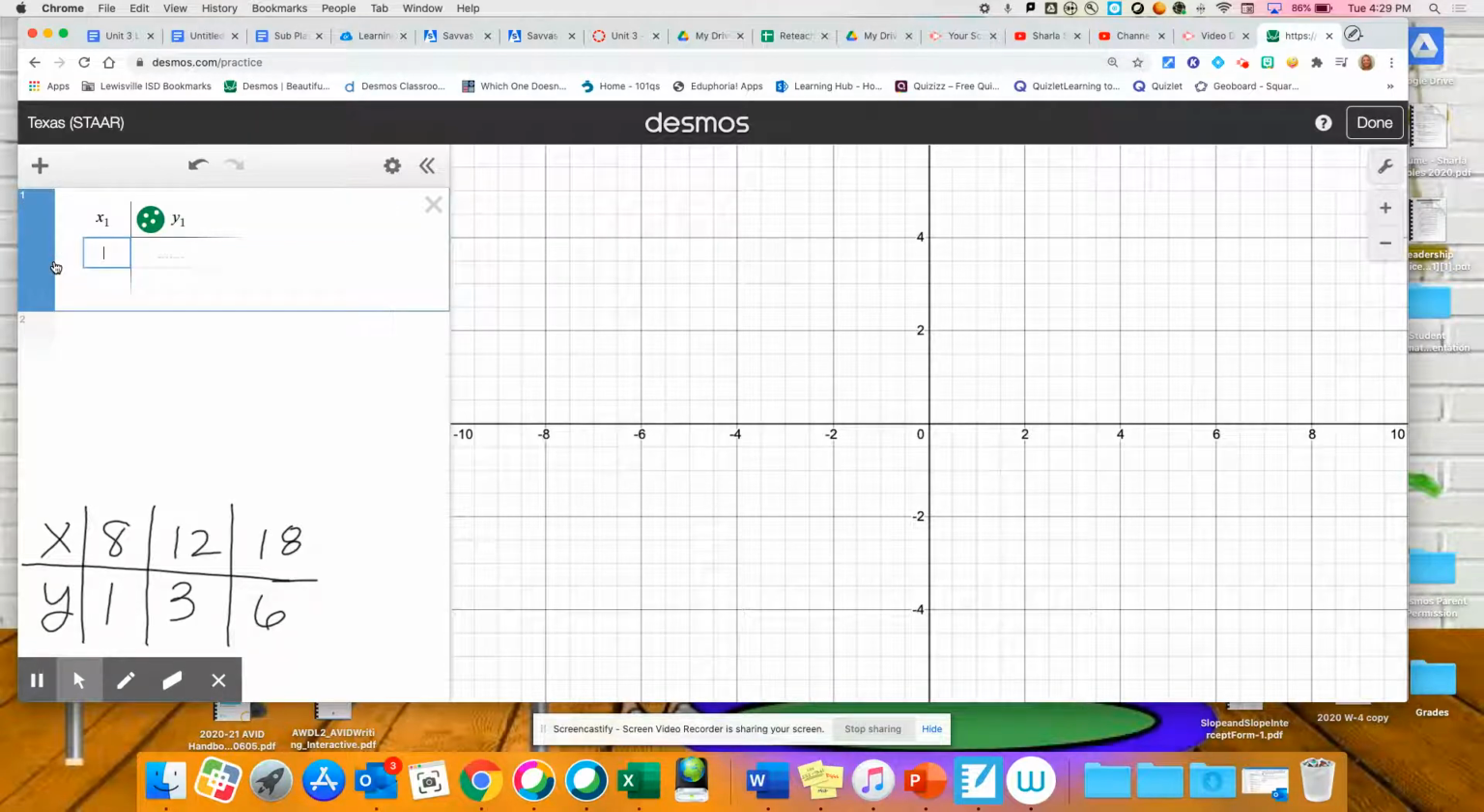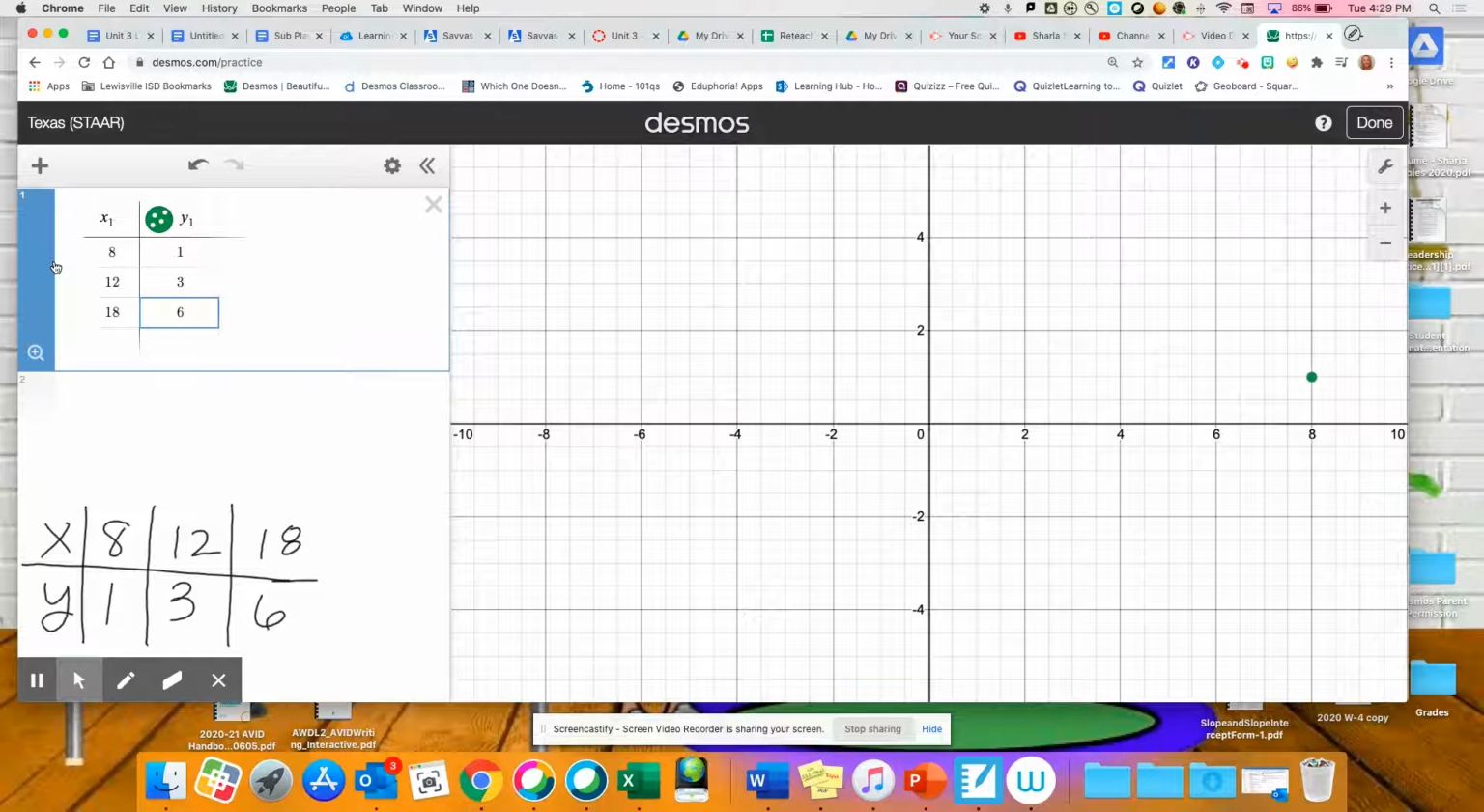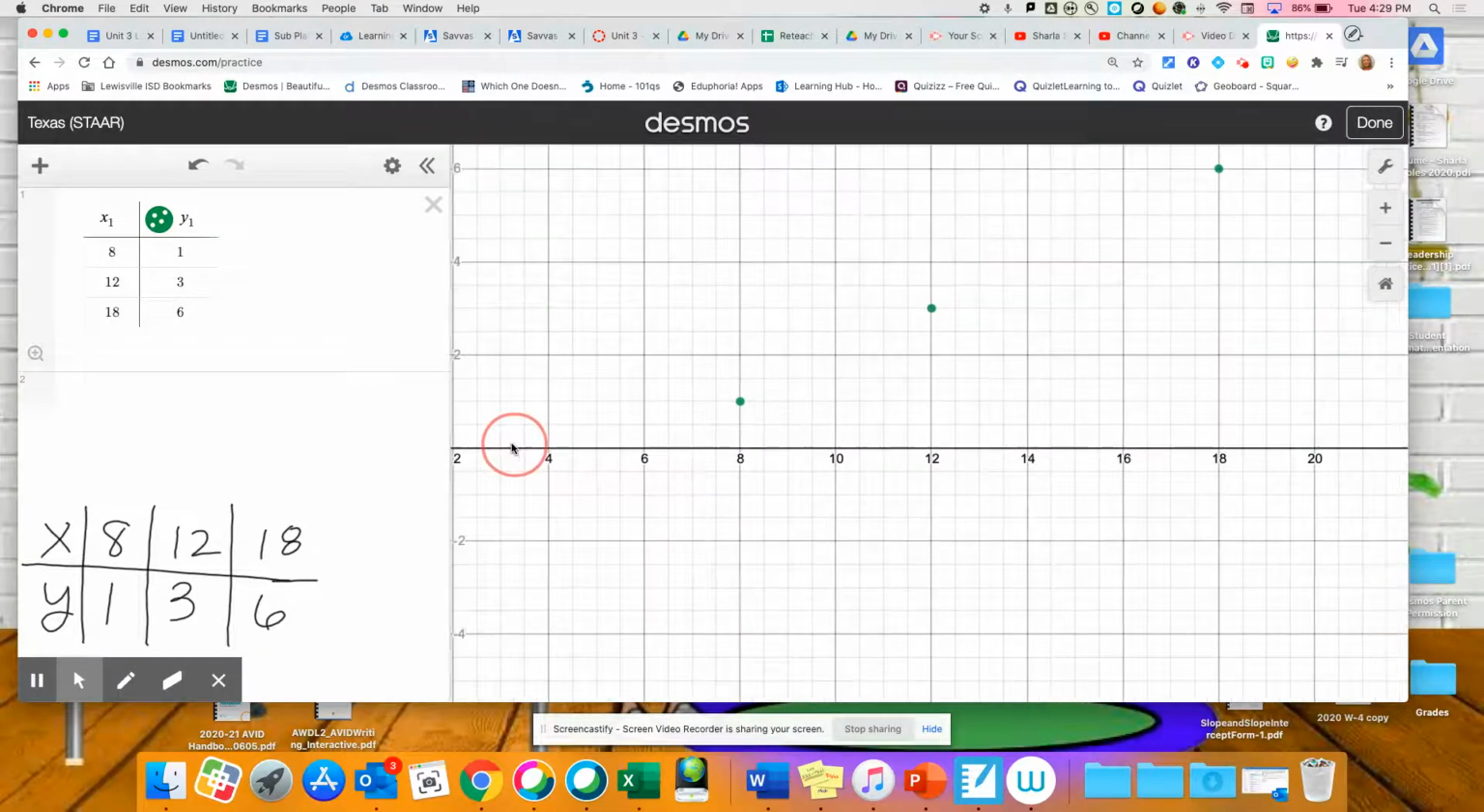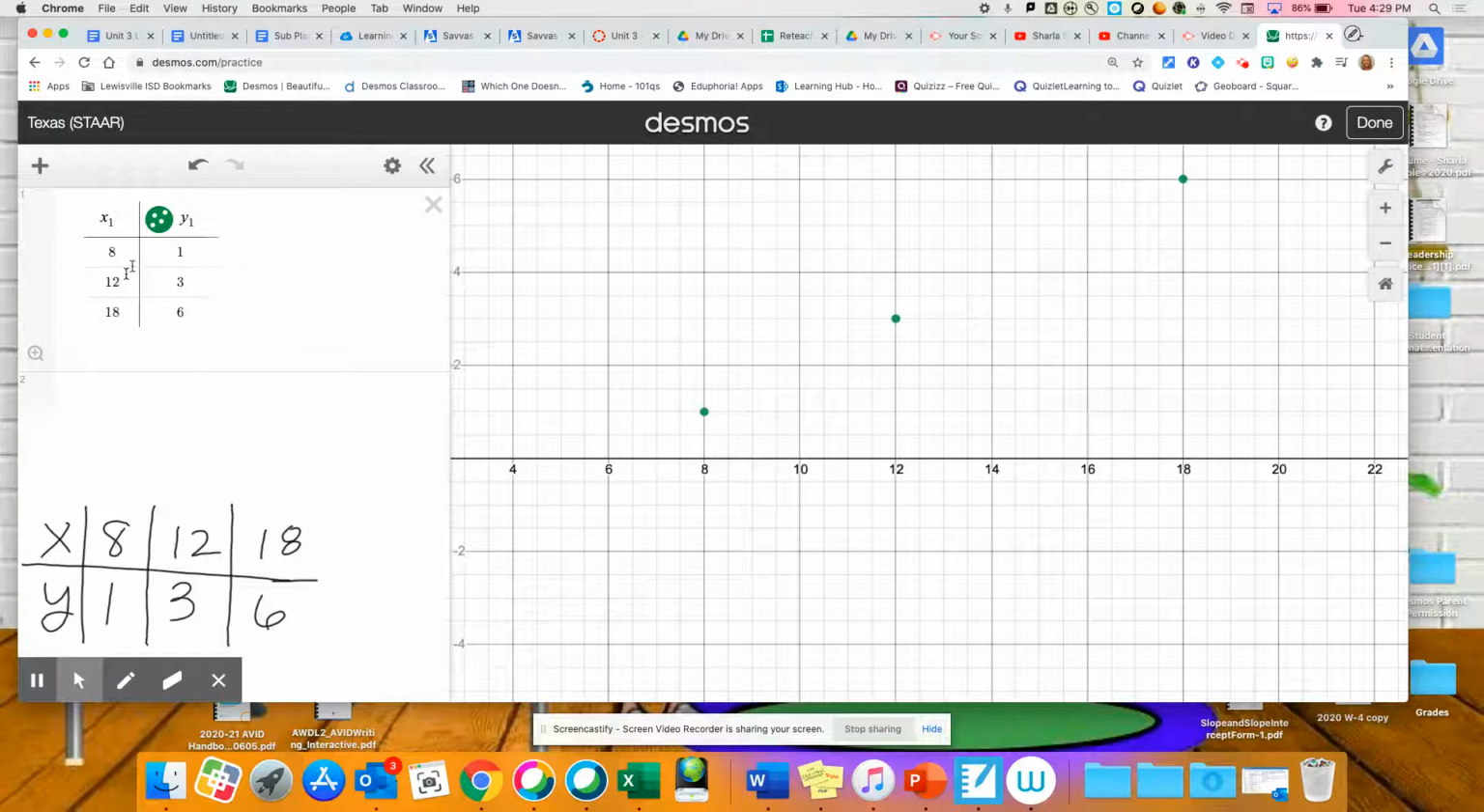So we're going to include a table, and in this table, we're going to put the points 8, 1, 12, 3, and 18, 6. Now this table is not as friendly as some tables are because it doesn't show me immediately what my y-intercept would be. But if you notice, over here it has graphed the points that I told my table to graph. So now I want my calculator to tell me what the equation is that would go through those points.